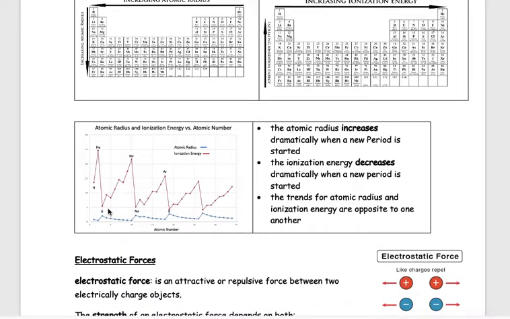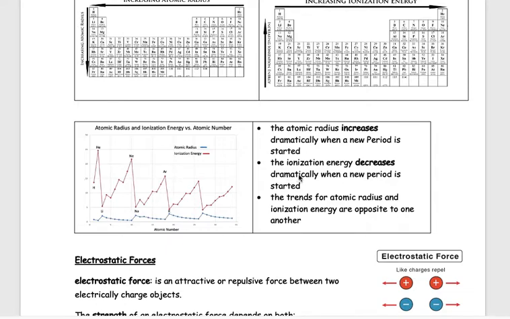Some of you also noticed that the atomic radius increased dramatically every time you started a new row. As we go across the period, it was decreasing, but then as you go into the next period, it would bump up. Okay, so a big increase and then gradually go down again. So up and then down.